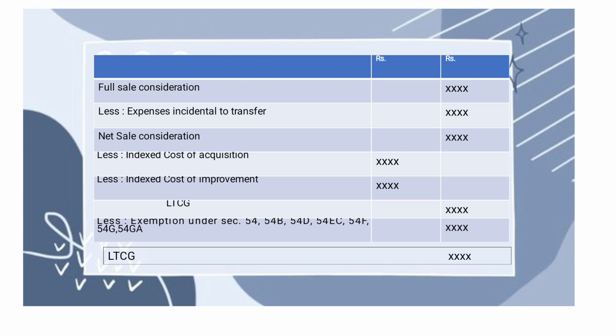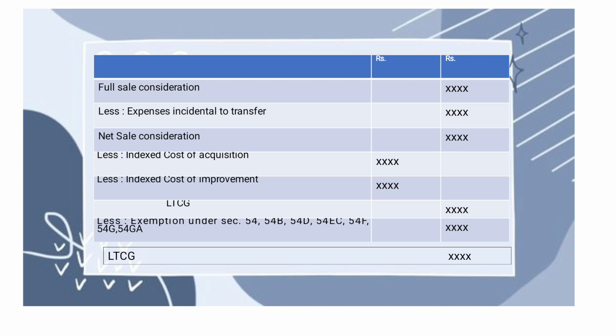Then we get net sale consideration. From the net sale consideration, we have to deduct indexed cost of acquisition and indexed cost of improvement. Then only we get long-term capital gain.